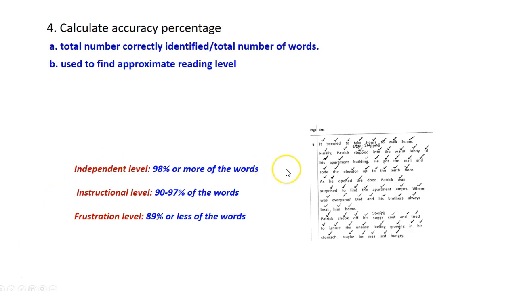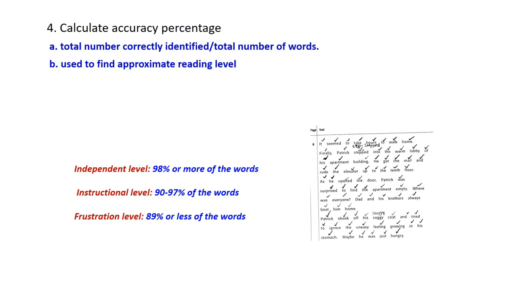And here you have it. If it's at the third grade level, for example, 98% would be independent level, 90 to 97 instructional, and below that frustration. You want students, when they are reading independently, to have books at their independent level or below. If the student is reading at the third grade level, you want to make sure you have books at the third, second, first grade reading level.